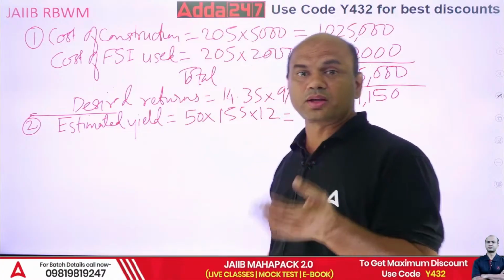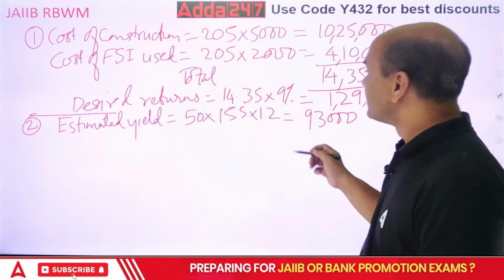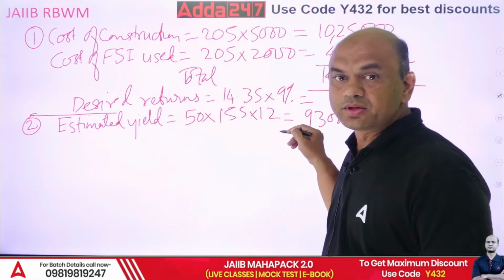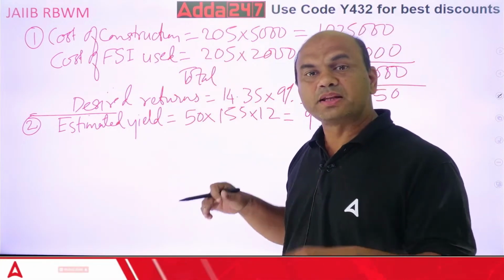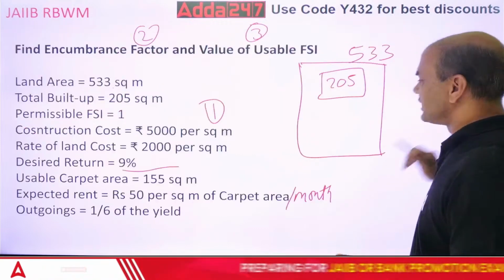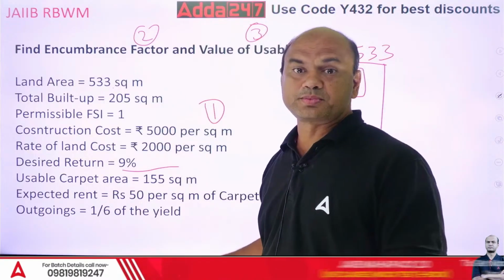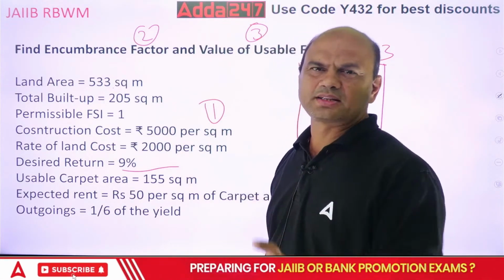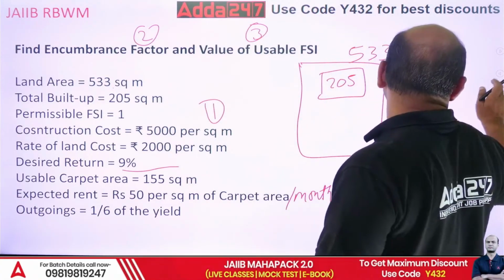This much I am getting as the rent. Now this is my gross income. Some money is going out also. What is going out? All these admin expenses. See this, outgoings are 1/6 of the yield. So 1/6 of this amount, 93,000, is going out.